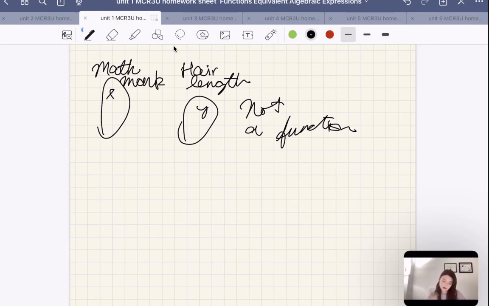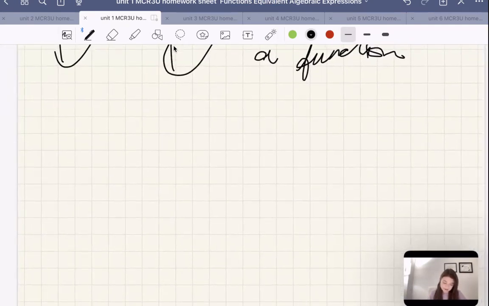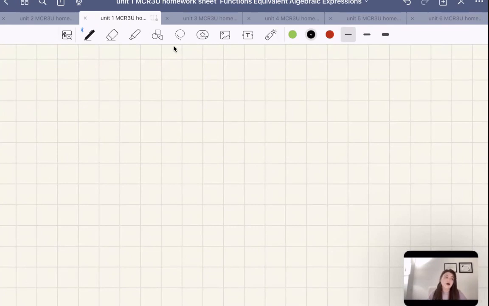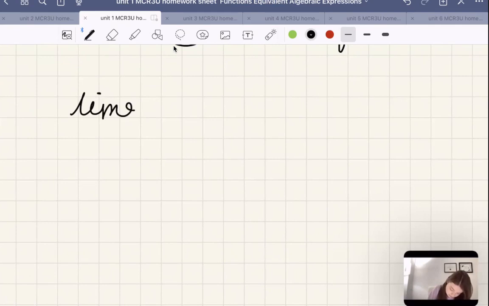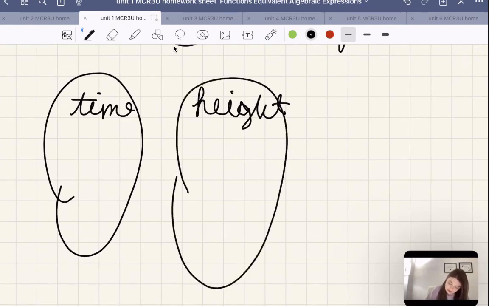Now let's give a real world example that would be a function, right? Let's say we have time versus height, for example. Time is our input, and height is our output for a ball I throw, right? Let's say the scenario is I throw a ball and there's a time and a height.